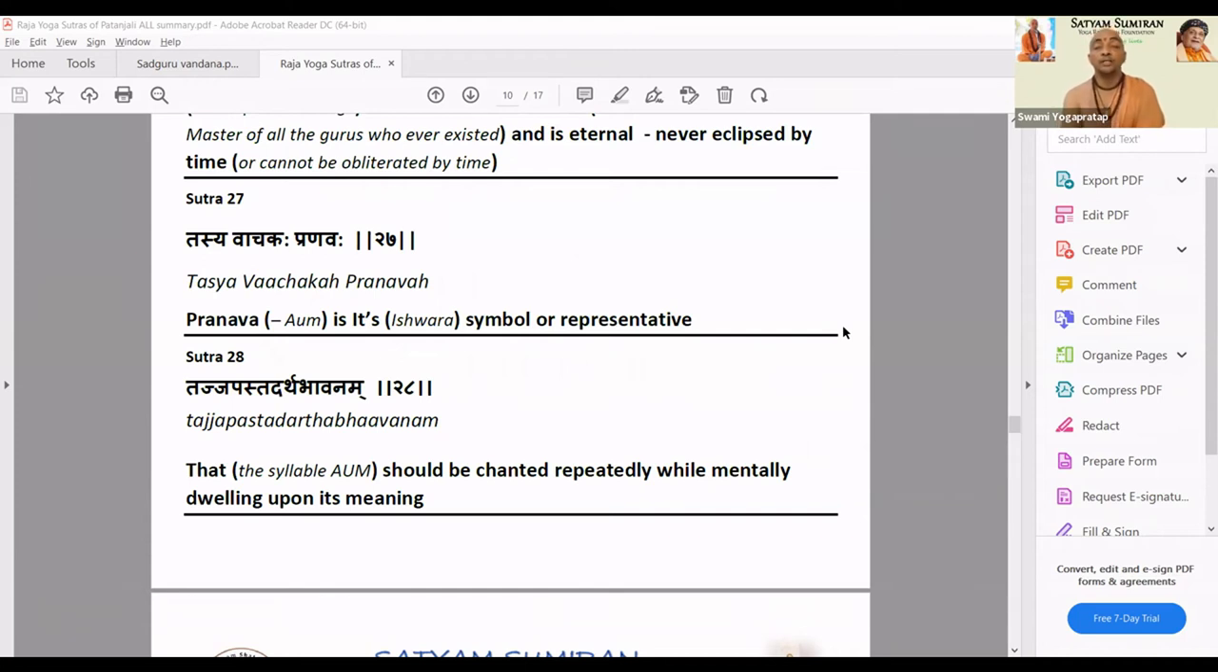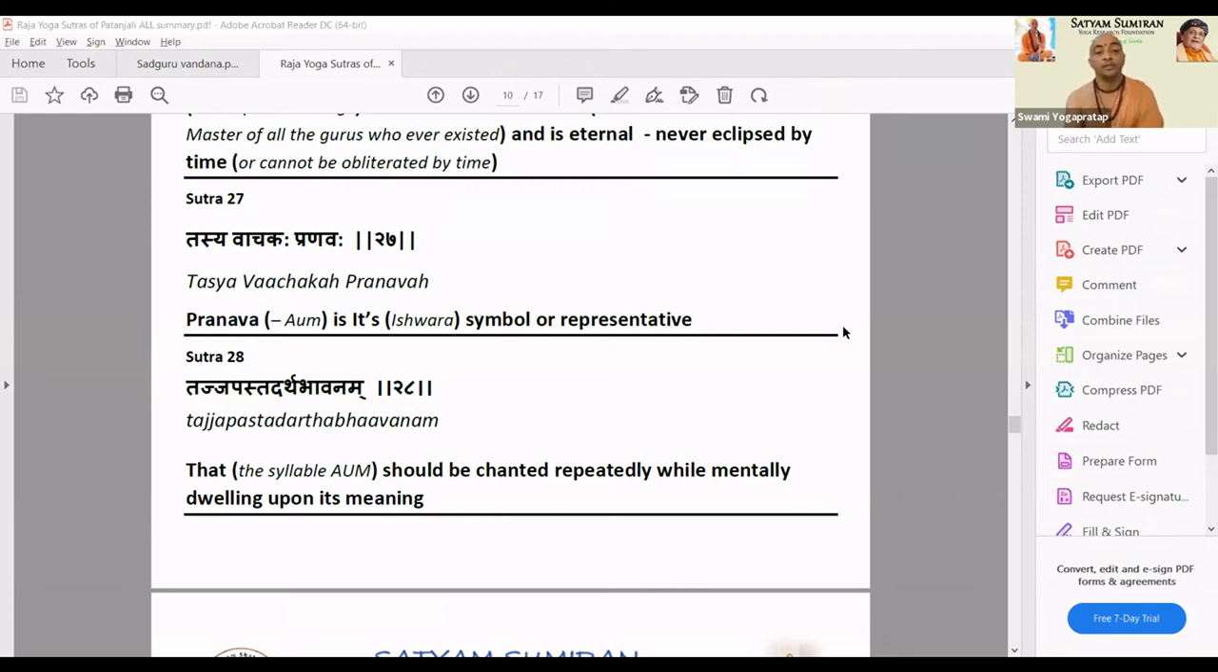But the question arises, how can we develop any connection with something which is incomprehensible? I can fall in love with a gulab jamun because I can see the gulab jamun, I can eat the gulab jamun, I can taste the gulab jamun. But how can I fall in love with a concept or get devoted to a concept which my mind cannot comprehend?